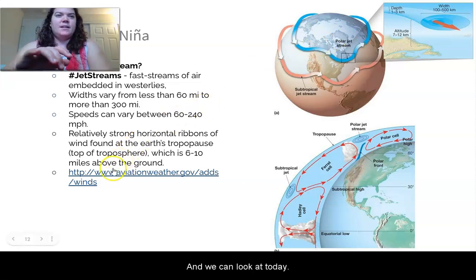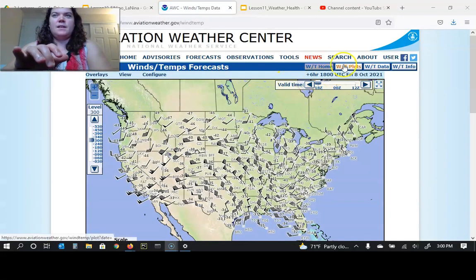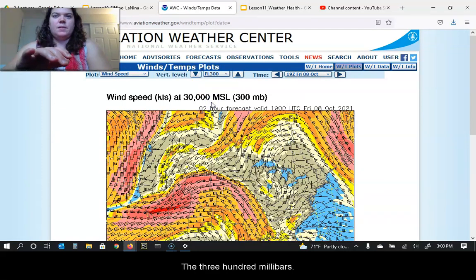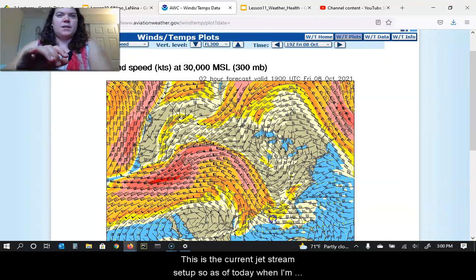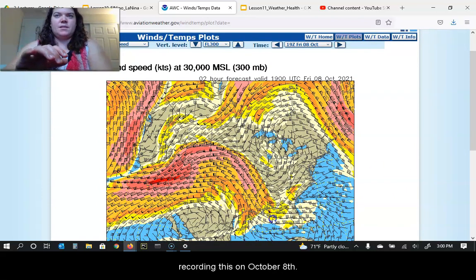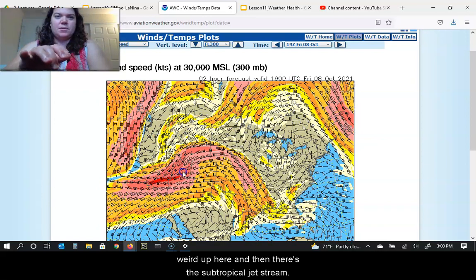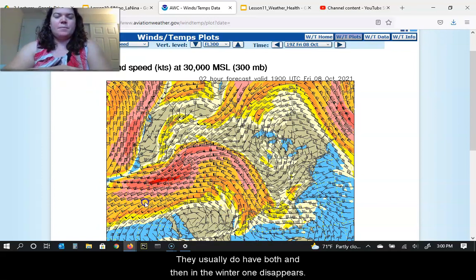And we can look at today's jet stream. So if I go up to 300 millibars, then we see this is the current jet stream setup. As of today, when I'm recording this on October 8th, we see the polar jet stream is kind of doing something weird up here, and then there's the subtropical jet stream. So pretty strong. They might be getting some storms down here. Usually you'll have both, and then in the winter one disappears.